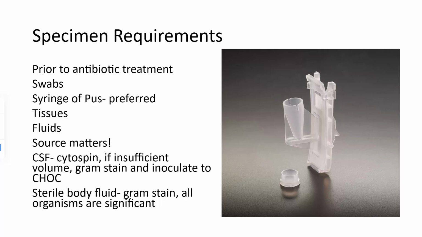Cerebrospinal fluid, just like blood, is supposed to be sterile. So if there's anything growing in there, it's usually just one thing, and that one thing is causing the issue. If you have more than one thing growing inside of cerebrospinal fluid, that's a very unlikely and very concerning situation. So for sterile body fluid, you want a gram stain, and all organisms are significant when it's coming from sterile body fluid.